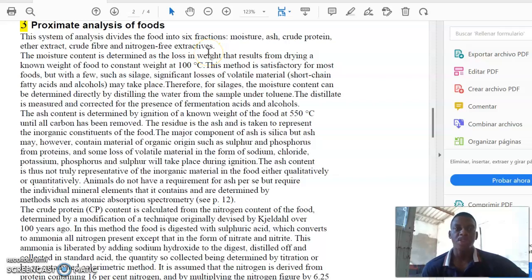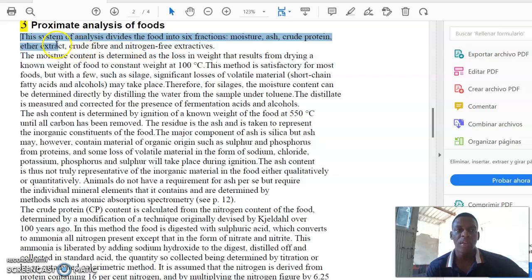Proximate Analysis of Foods. This system of analysis divides the food into six fractions: moisture, ash, crude protein, ether extract, crude fiber, and nitrogen-free extractives.